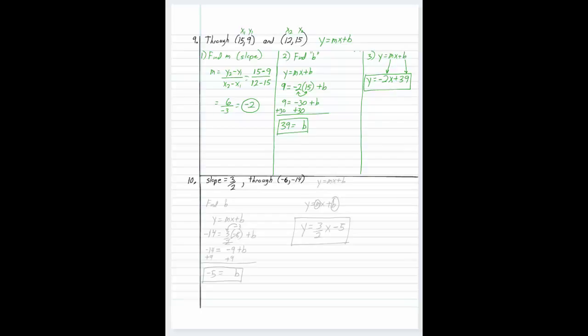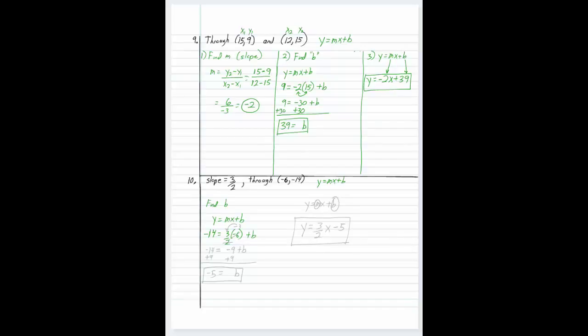Question 10. We're going to do much the same thing, but notice that they already gave us the slope. It's 3/2. So let's just find B right now. So Y we know, so let me write that out. Y is -14. M is 3/2. X is -6. And B we don't know.